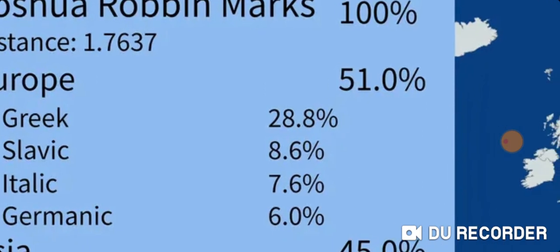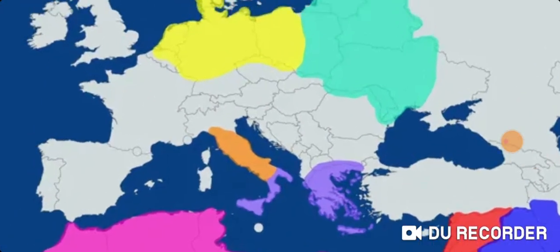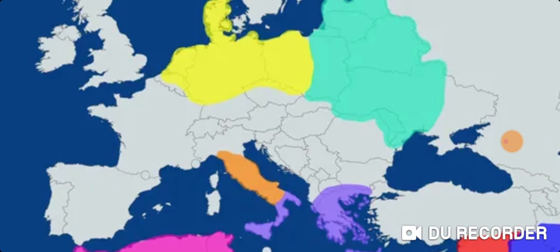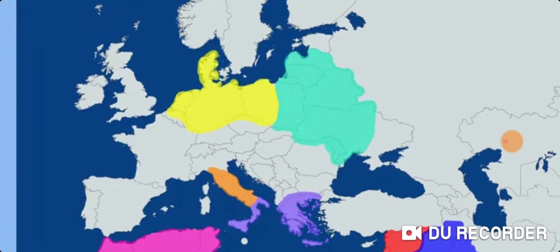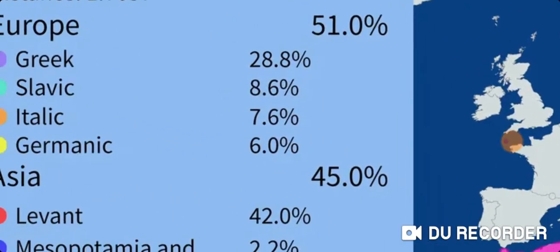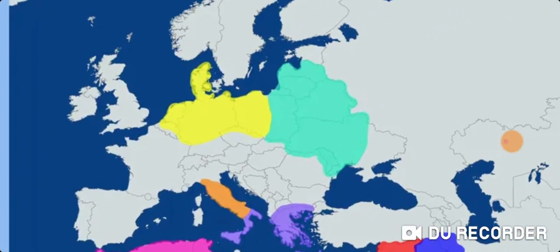about 7.6% Italic, so mixing there in Italy, and then the Jews migrating up the boot of Italy, up north across the Alps, up to the Rhineland Palatinate, and also to northern France, Germany, France and Germany. That's sort of where Ashkenazi developed in the Middle Ages. And so you have 6.0% Germanic, so a little mixing with the Germanic people.